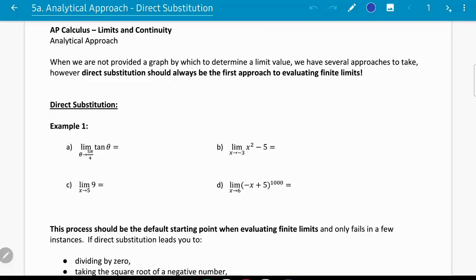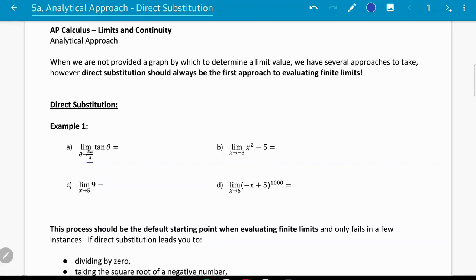So we're going to begin our study of the analytical methods for evaluating limits, and we're going to begin with direct substitution. When we are not provided a graph, we have several approaches to take, but direct substitution should always be the first approach. With direct substitution, we simply evaluate the function at the value that theta or x is approaching.